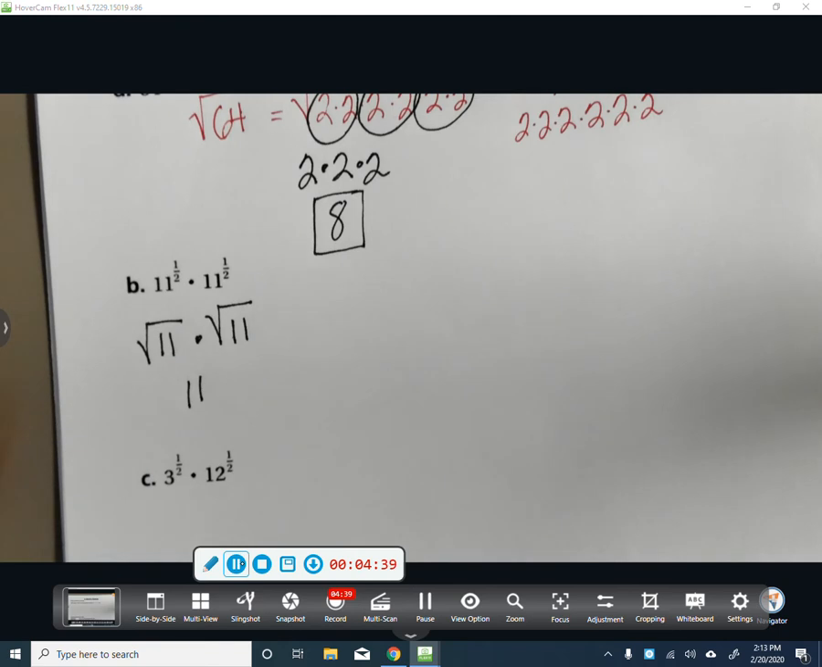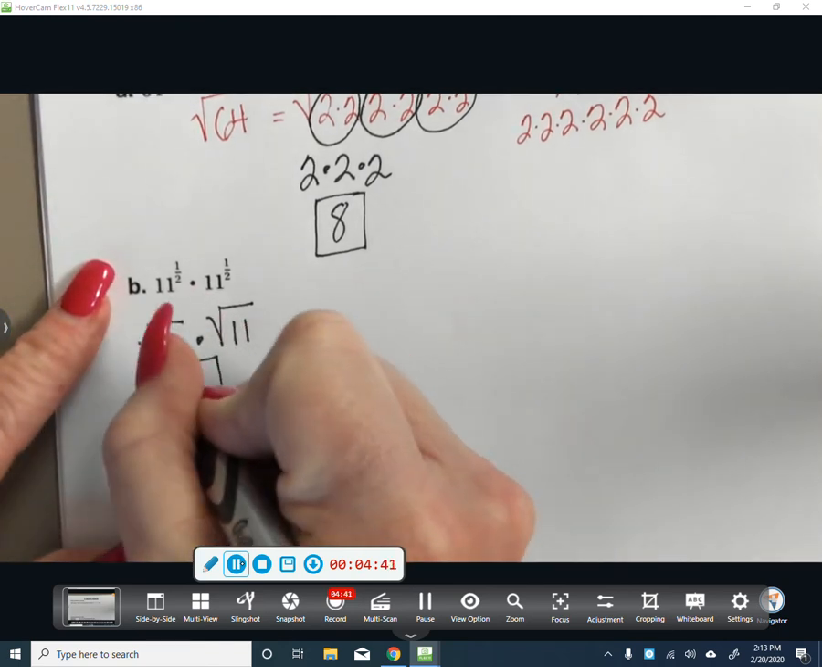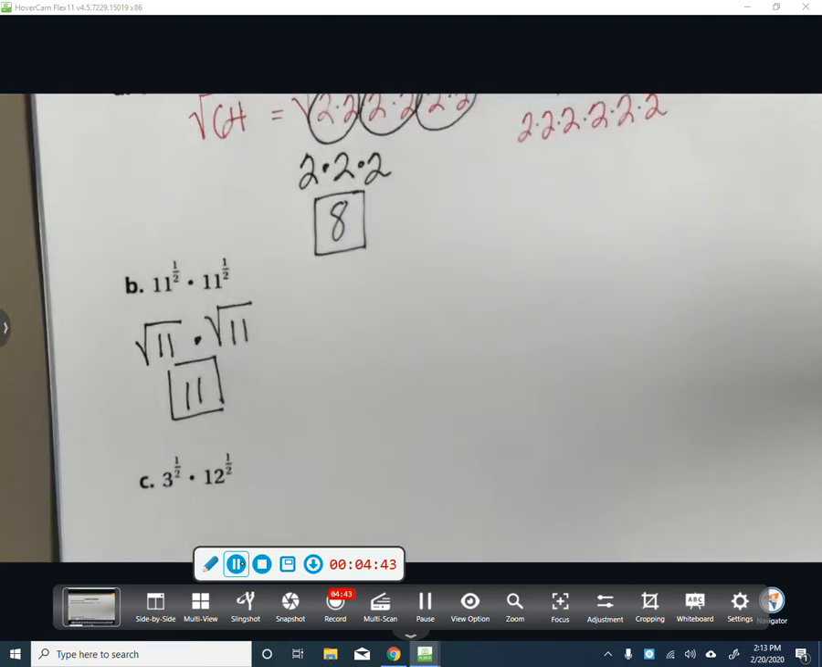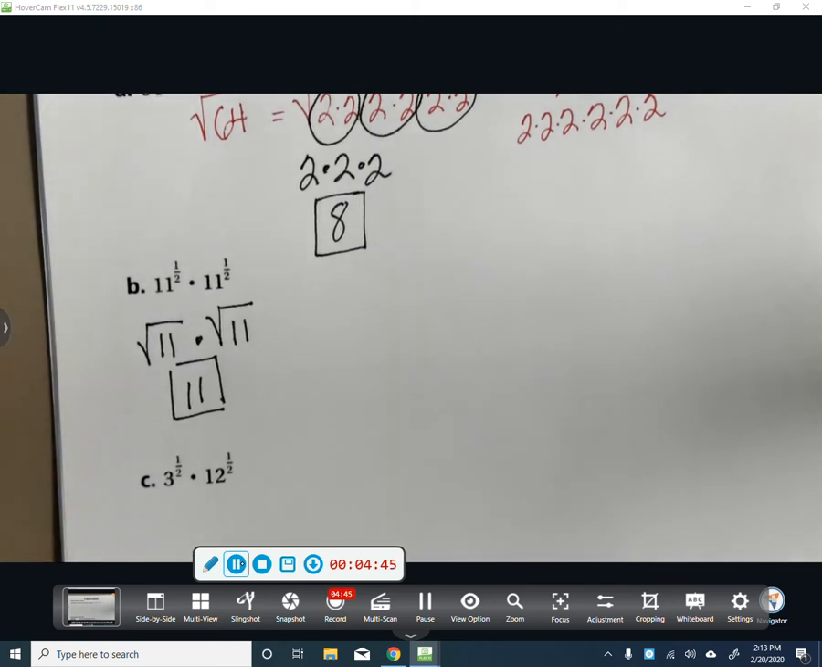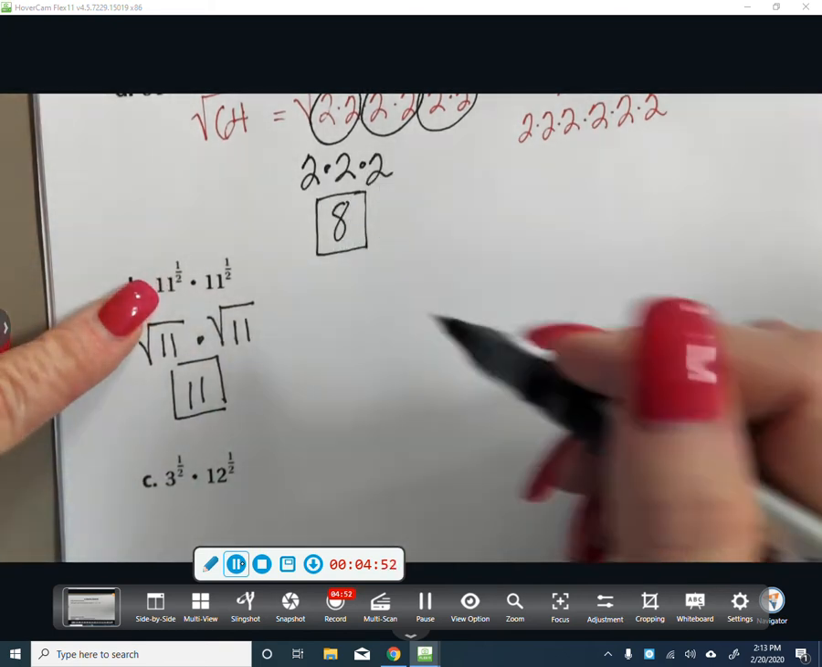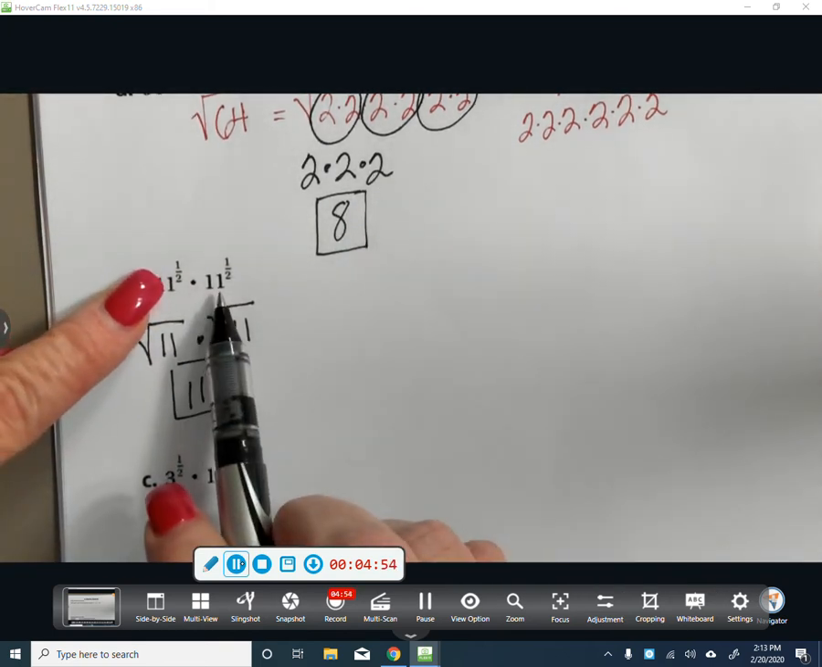Right? Okay, so that's done, but I want us to look at it with just the exponents, in case you need to do something with that. So I can do it like this. I can put it in radicals. I can multiply it and get an answer. Or I can take 11 to the 1/2 power times 11 to the 1/2 power.